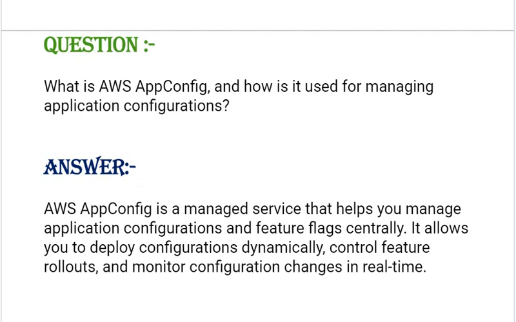Our next interview question is: what is AWS AppConfig and how is it used for managing application configurations? Your answer should be AWS AppConfig is a managed service that helps you manage application configurations and feature flags centrally. It allows you to deploy configurations dynamically, control feature rollouts, and monitor configuration changes in real time.